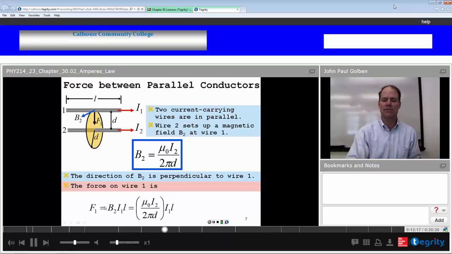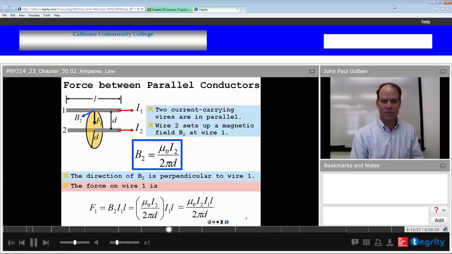So we have this expression down here: mu naught I2 over 2 pi d, times I1 times L. Or I could write this as mu naught I1 times I2 times the length L over 2 pi d, where d is the distance between the wires.